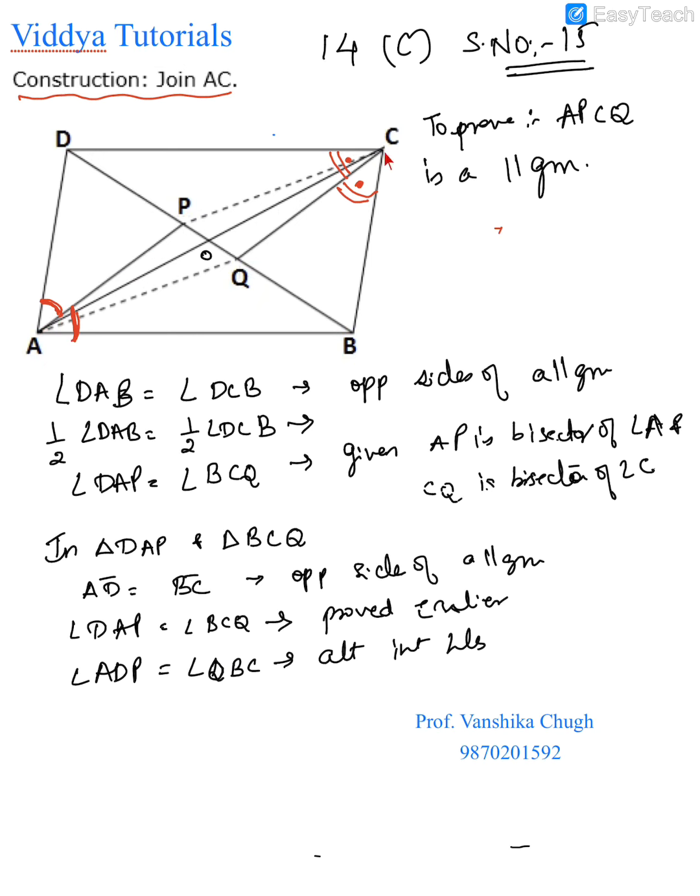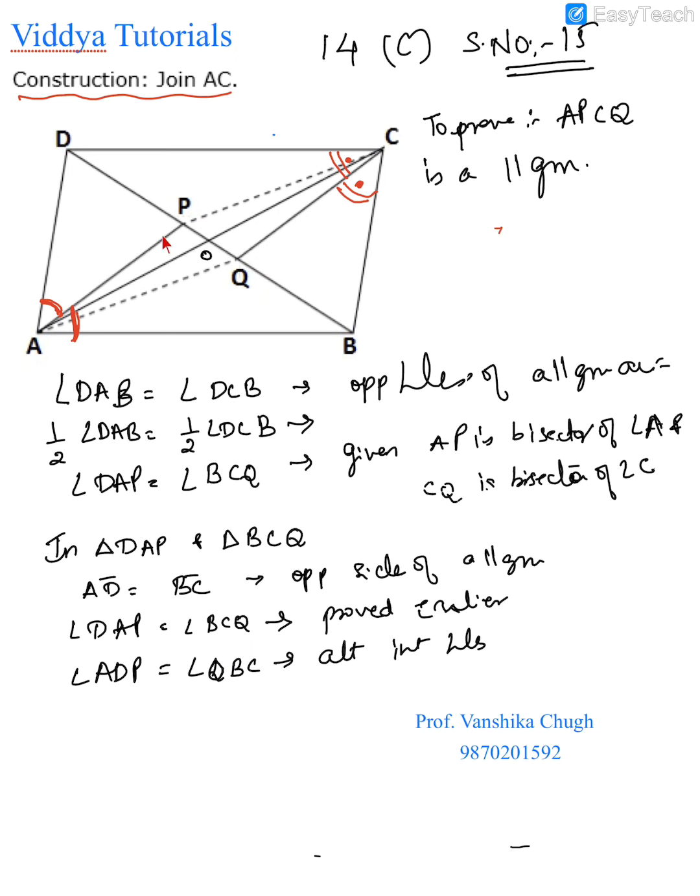We have to join AC and both the diagonals will intersect at O. So please write down join AC and both the diagonals intersecting at O. Now we know that angle DAB, this full angle A, is equal to full angle C because they are opposite angles of a parallelogram. Opposite angles of a parallelogram are equal. Then if full angles are equal, so half angles will also be equal.